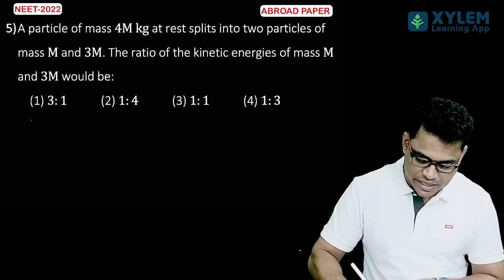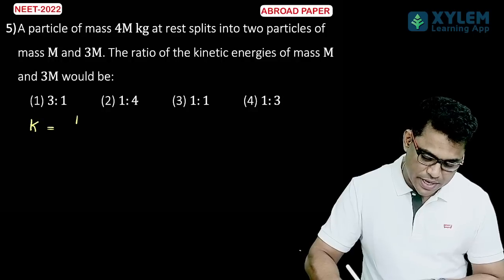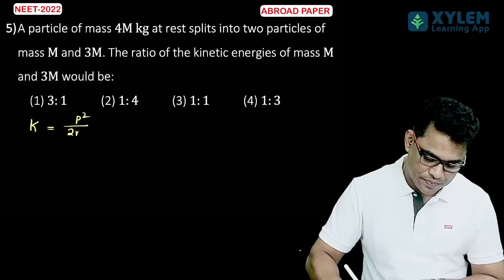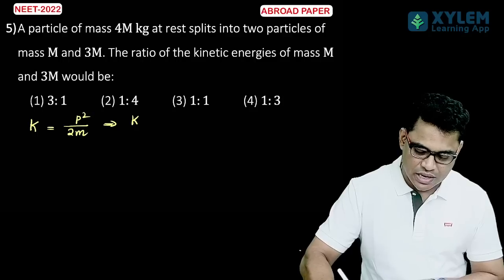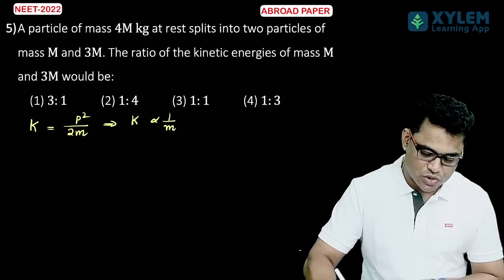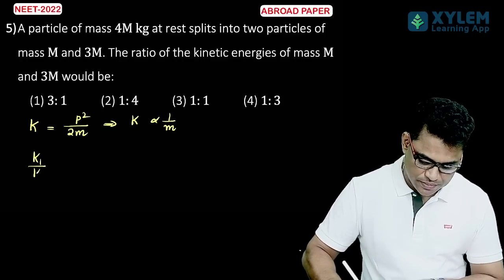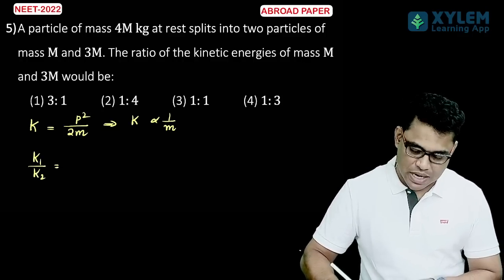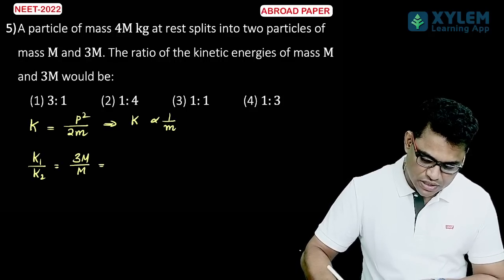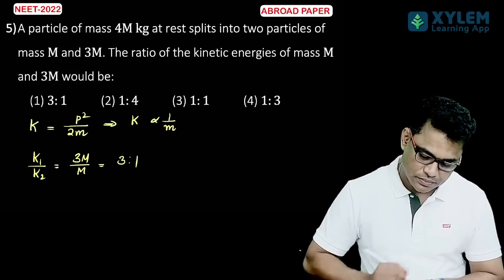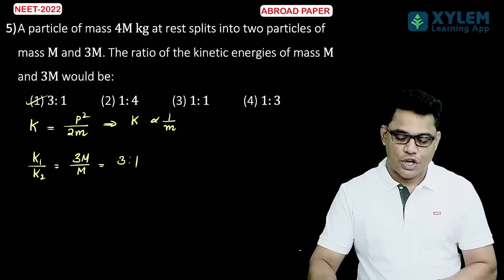Therefore, let us write the kinetic energy in terms of momentum. When you write kinetic energy in terms of momentum, it is p square divided by 2m. From here, you can write that in the given situation, kinetic energy is inversely proportional to mass. Therefore, the ratio of kinetic energy, which is K1 by K2, is the inverse ratio of mass, which is 3m divided by m. Therefore, this ratio turns out to be 3:1. The right answer is 1. Sixth question.